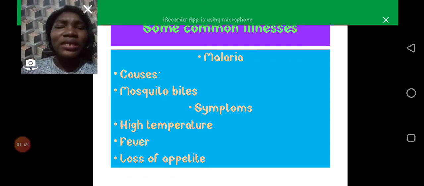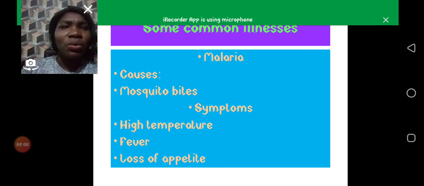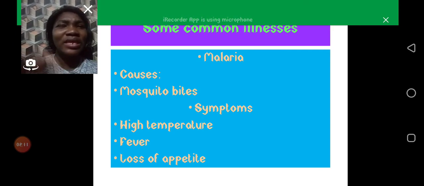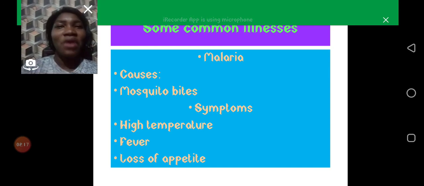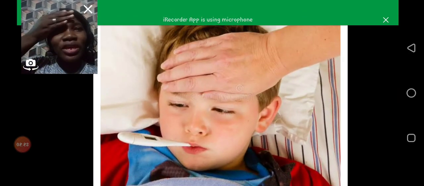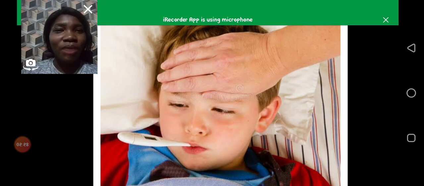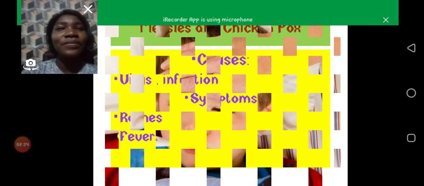So what are the symptoms? How do you know that you have malaria? Number one is high temperature. When your body is hot, then fever and loss of appetite, when you don't feel like eating, when nothing tastes good in your mouth. Those are the symptoms of malaria. Can you see the boy has fever, and a thermometer in his mouth? The thermometer is used to check his temperature. Okay guys, let's move on.